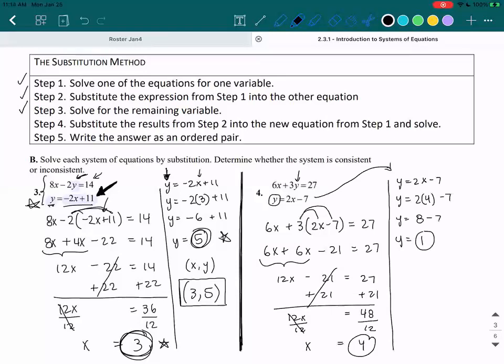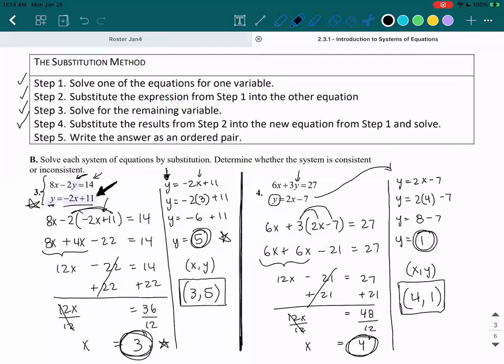All right, are we done yet? Nope, that was just step 4. Step 5 is the final. Step 5 says write your answer as an ordered pair. So remember, an ordered pair is always x comma y. So I'm going to do x value is 4, y value is 1. This is your final answer, 4, 1.